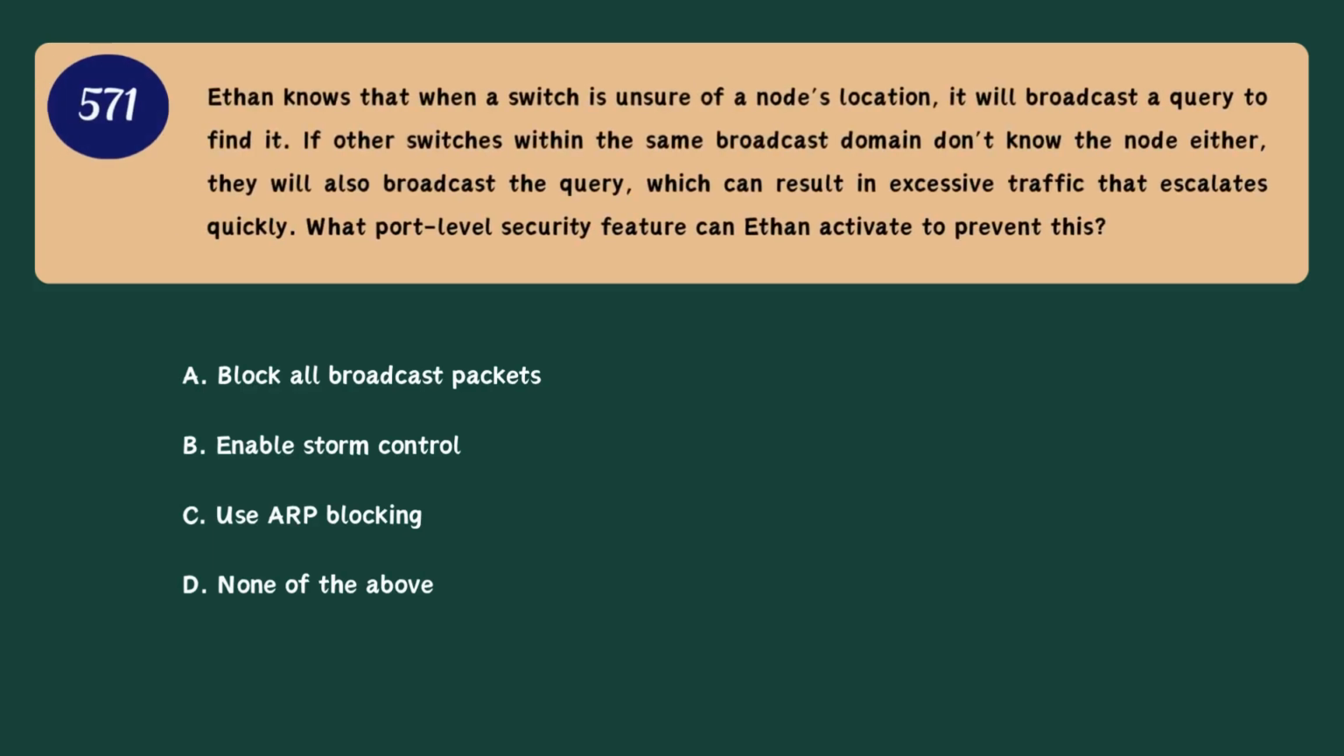Question 571. Ethan knows that when a switch is unsure of a node's location, it will broadcast a query to find it. If other switches within the same broadcast domain don't know the node either, they will also broadcast the query, which can result in excessive traffic that escalates quickly. What port-level security feature can Ethan activate to prevent this? A. Block all broadcast packets. B. Enable storm control. C. Use ARP blocking. D. None of the above.